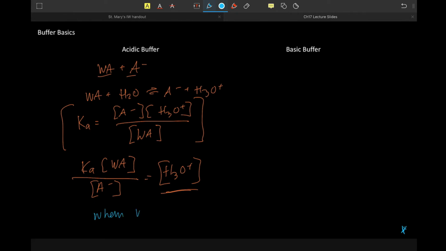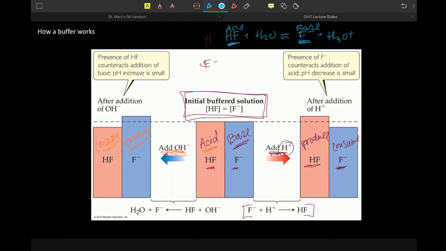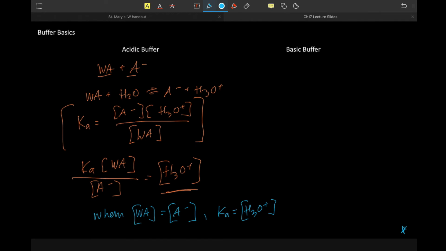weak acid equals A minus, what's true? Ka is equal to H3O plus, yes? When weak acid equals A minus, Ka is equal to H3O plus, yes? Does that make sense? Which is why, for example, in this particular scenario, because HF and F minus are the same, I know that in this initial buffered solution, the H3O plus concentration is equal to whatever the Ka value is for hydrofluoric acid. Yes, does that make sense?